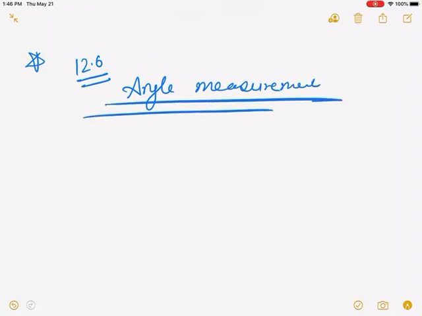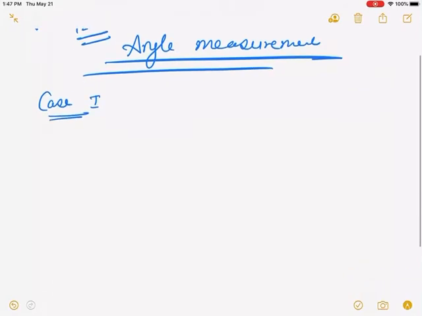Hello everyone, so 12-6, I have a few more examples on angle measurement. So let's look that up. This is theorem number 89 on page number 906. I have three different case scenarios with this one. So here comes the first case scenario.